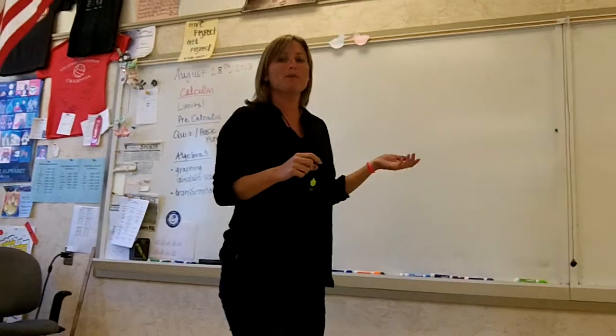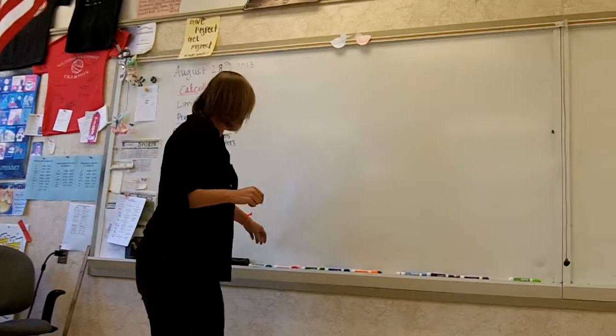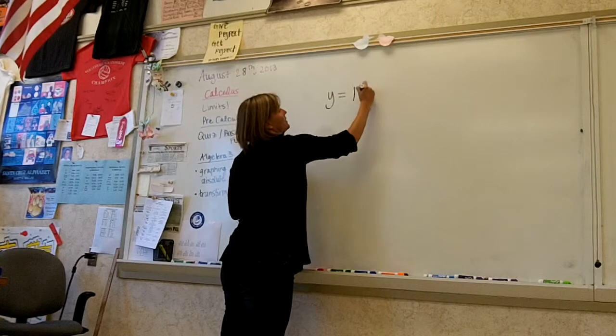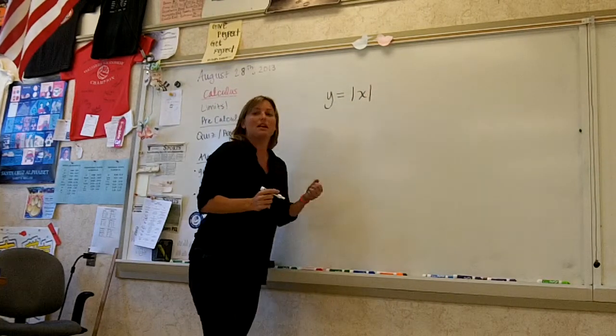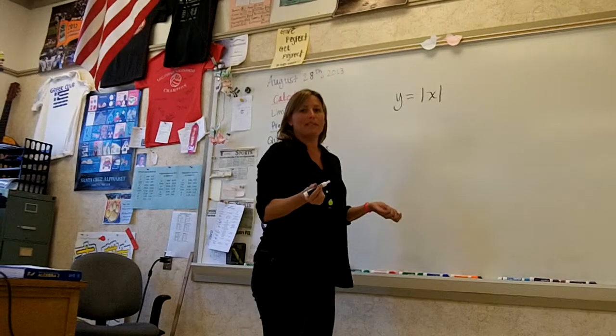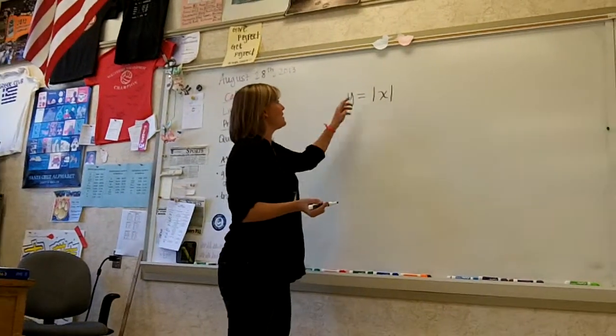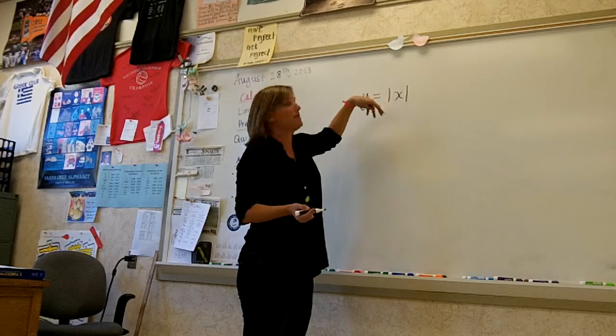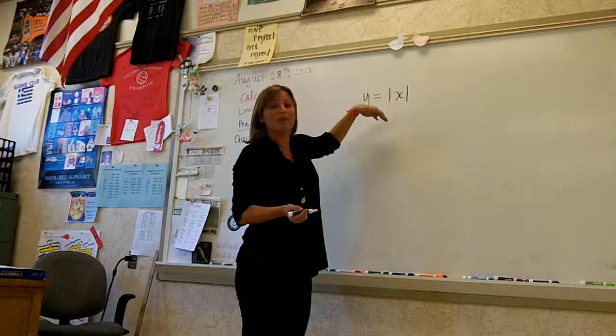You might remember when we were working on the domain problems that you would see things that look like this: y is equal to the absolute value of x. First of all, let's think about what this graph looks like. Remember that the domain of absolute value is any number for x that I want, all real numbers. Anything that I put in here will work fine.